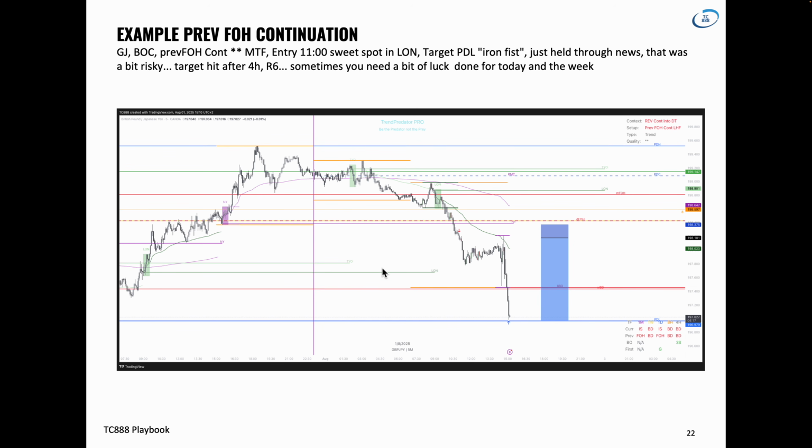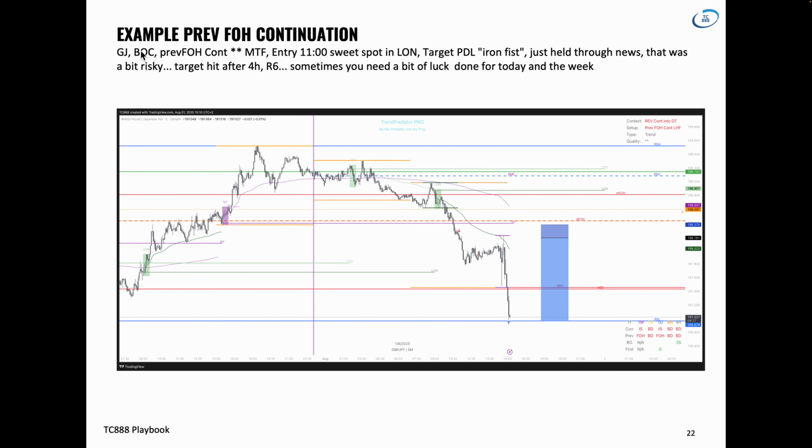So next example, GJ in a previous fake out high continuation. So here you have the reversal continuation into downtrend, previous fake out high continuation, low hanging fruit.